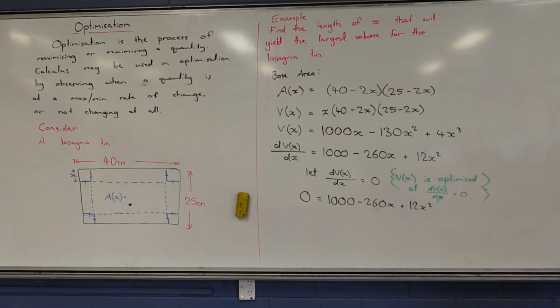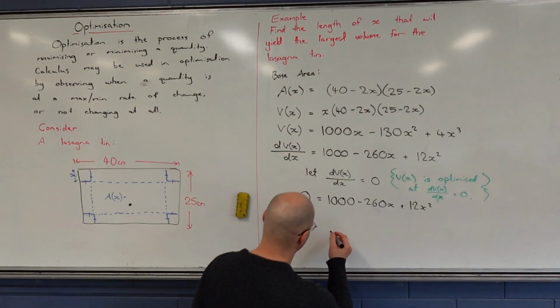So firstly you can find them all here in the graph mode. You just expand it out more. But because we're going to try and do this showing it blind, what we can do is go options, calc, solve n, 0 equals 1,000 minus 260x plus 12x squared. We're solving for the x, and booyah. We get 5 and 50 over 3.